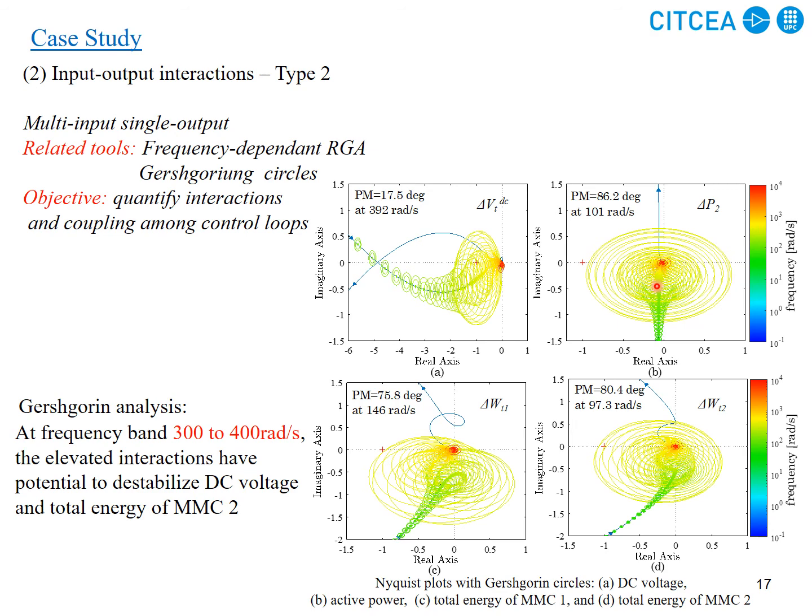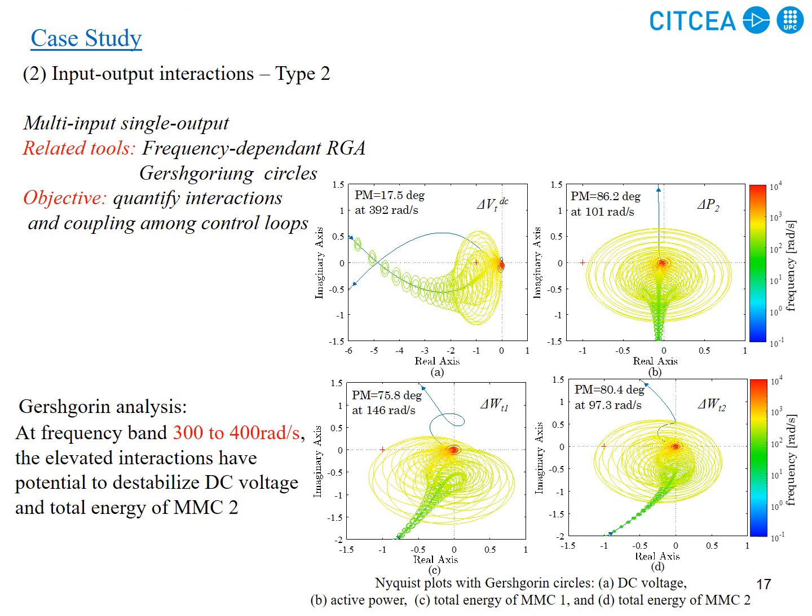in the DC voltage, these Gershgorin bands are encircling the -1. This is the Nyquist plot. So the Gershgorin bands are encircling -1 in DC voltage, total energy 1, and total energy 2, only total energy 2 and DC voltage. This means that the interactions are capable of making the system unstable if a designer does not take care of them.